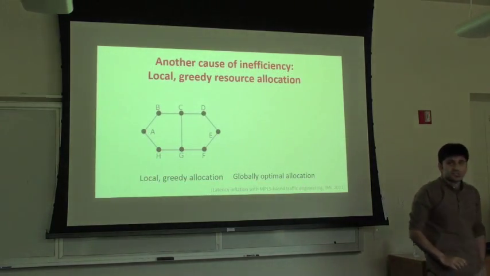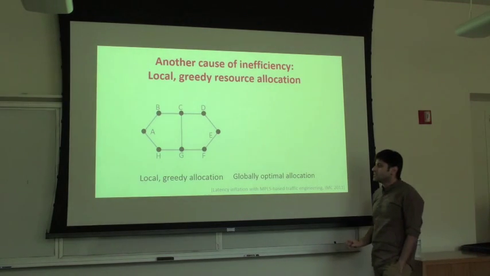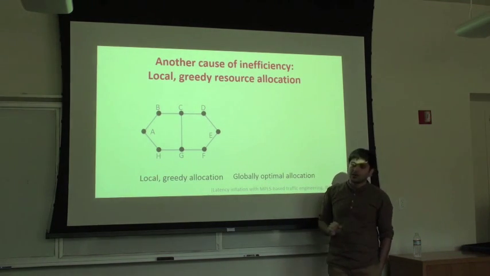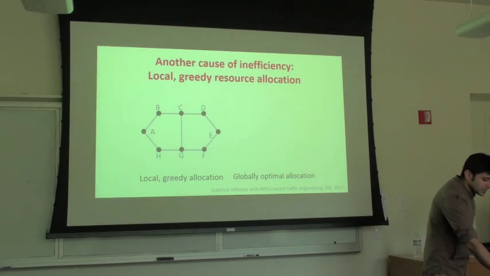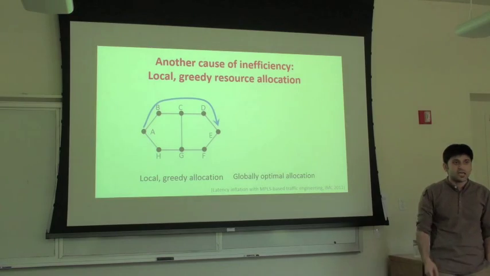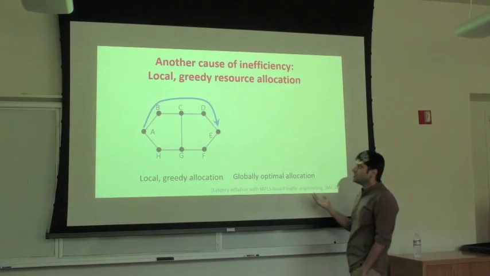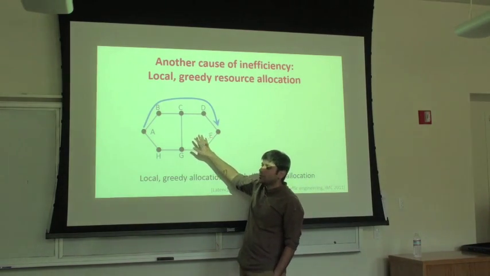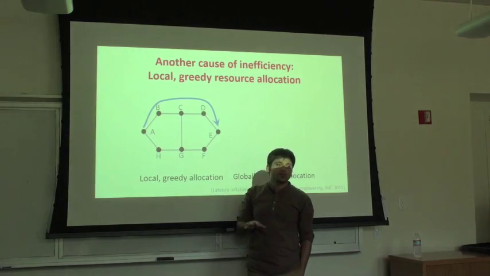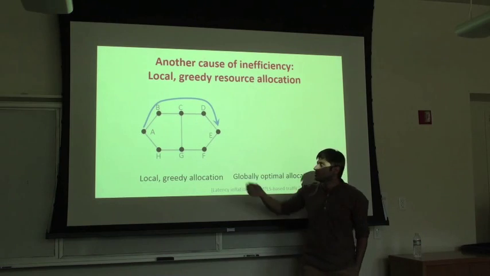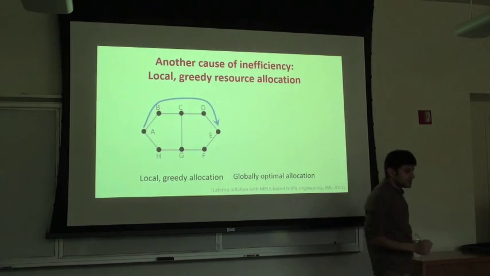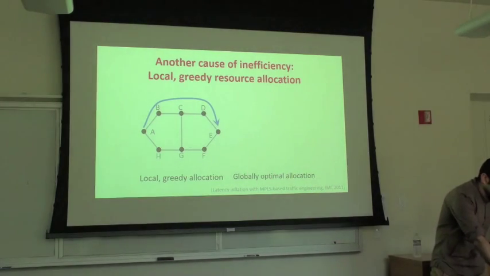Another reason for inefficiency is that the networks as they run today make local and greedy decisions around how resources are used and how flows are routed. So take one particular example. The algorithm they run is very simple. If A wants to send traffic to E, what it would do is constrained shortest path routing. So it finds a path in the network that has the capacity to carry the amount of flow it needs to send. This is basically the logic behind MPLS.